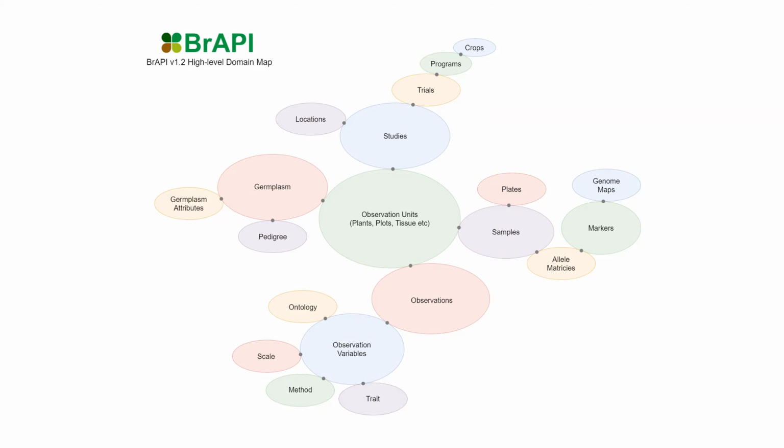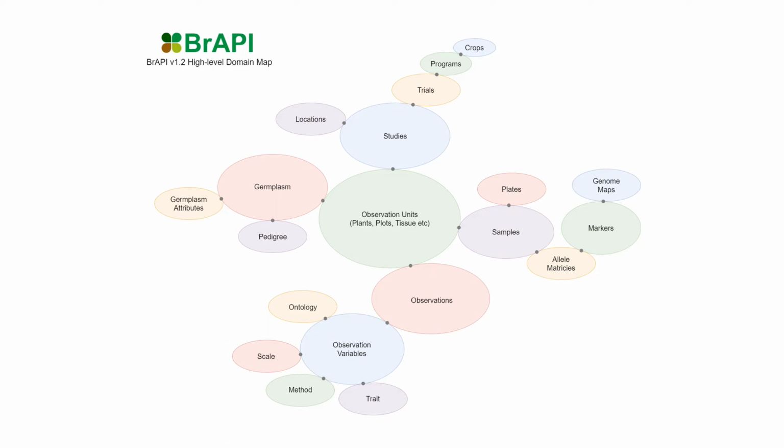The central big green bubble there is observation units. These are the big key piece of BrAPI. An observation unit is anything you're making observations on. Typically that's a plant or a plot, but within the community, we've also been discussing other options. So you may be making observations on a field or a tissue sample or something like that.